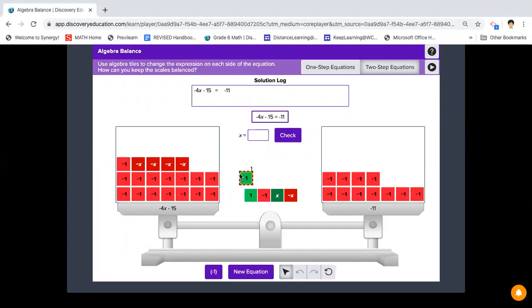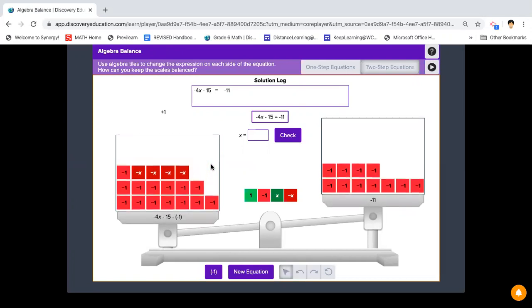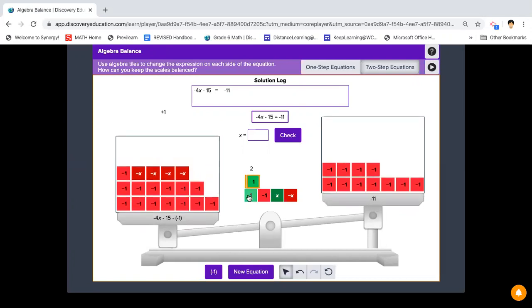I can move one block at a time, which will create a zero pair, and for every one red block and green block, it will create a zero pair and disappear. I can also move several blocks at the same time, and the pile of blocks, 14 greens and 14 reds, will all disappear at the same time.